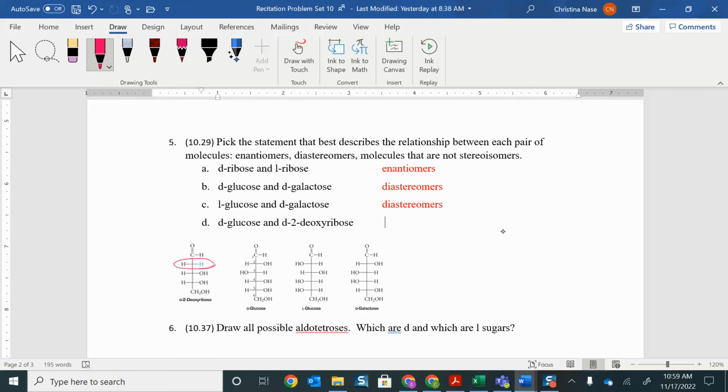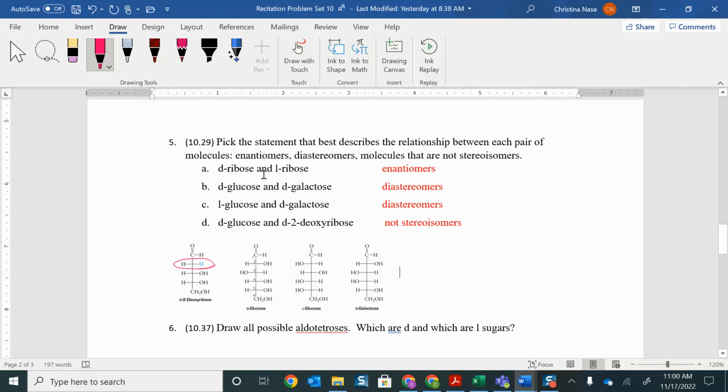But glucose, how many carbons does glucose have? 1, 2, 3, 4, 5, 6. And ribose has 1, D-2-deoxyribose has 1, 2, 3, 4, 5. So they don't even have the same number of carbons. So they're not going to have the same molecular formula. They're not isomers at all.